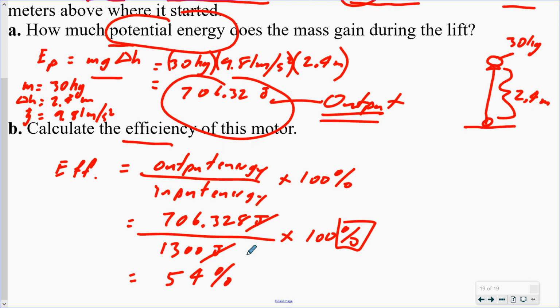So what does that mean? Out of the energy that we put in, the 1300 joules, 54% of that, just slightly more than half, which is actually very efficient, went into lifting this mass. What happened to the other 46%? It was released as heat. So I say that this is quite efficient because if you consider something like a car, it is typically only about 25 to 30% efficient.